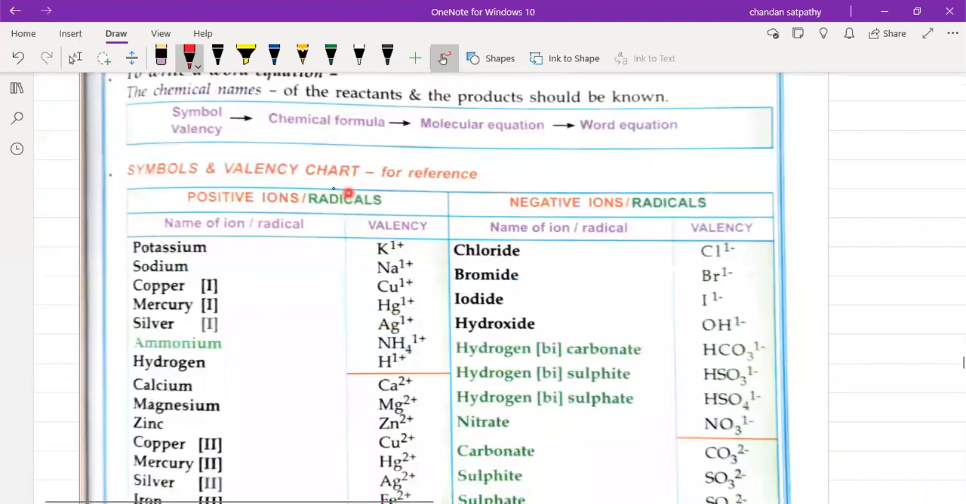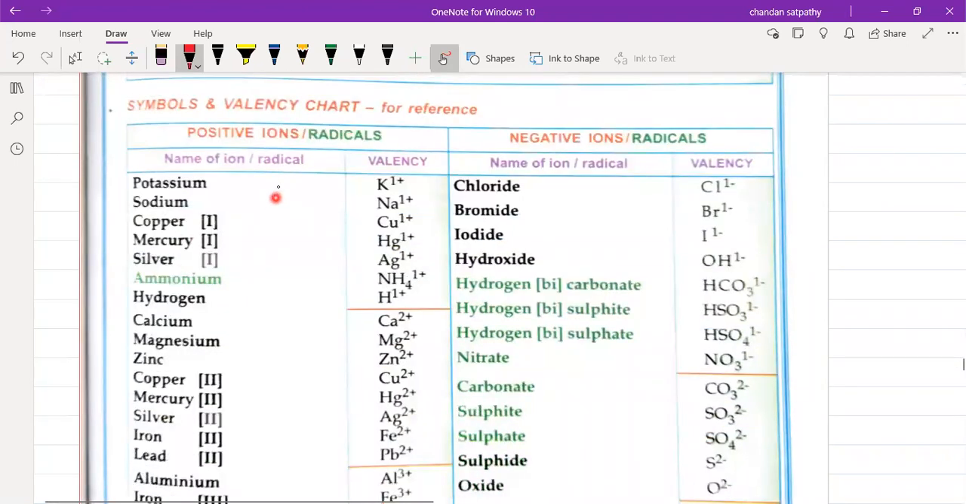Now we'll see the valency chart. This valency chart is very important, students. You have to practice it daily. Remember that if you don't know the valency chart, you cannot do anything. You cannot write anything. You cannot get a single mark in chemistry. So it's very important. Now, what you have to do? You have to practice it every day. Remember, it is not to be learned, it is to be practiced again and again and again. So there is one secret to get a good score in chemistry, that is practice, practice, and practice.